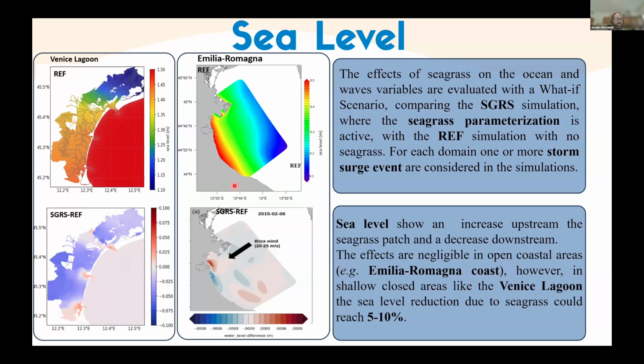While it was interesting to see that in lagoons, like here in Venice Lagoon, where we have seagrass inside the lagoon, we have an increase of sea level in the inlets, while the sea level decreases inside the lagoon by up to 5 to 10%. That is not negligible.